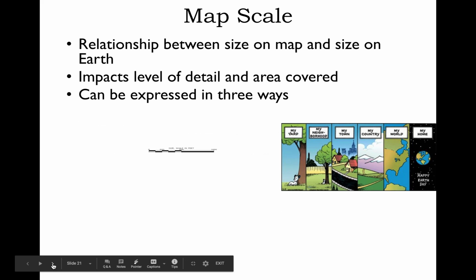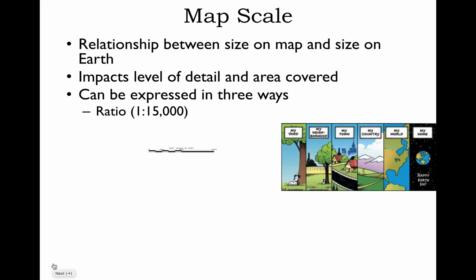It can be expressed in three ways. We have ratios. So if you had a map and it said 1 to 15,000, that means, and again, it doesn't show us the units here, but we want to make sure we pay attention to the units, 1, let's say, inch on a map represents 15,000 inches.